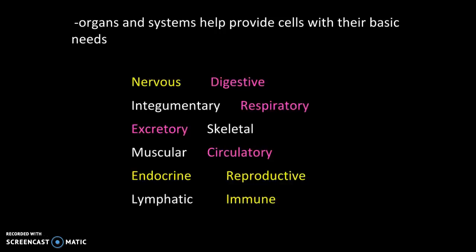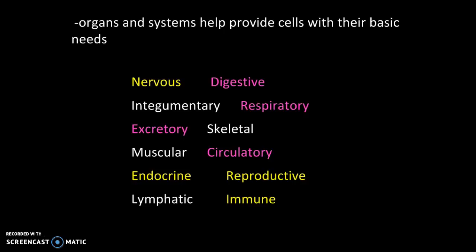and organs work together to make up systems. Here are a few of the body systems, or most of the body systems. There are some different ways to word these body systems, and there are some extra ones that I haven't included, but these are the most common. The nervous, integumentary, excretory, muscular, endocrine, lymphatic, digestive, respiratory, skeletal, circulatory, reproductive, and immune.